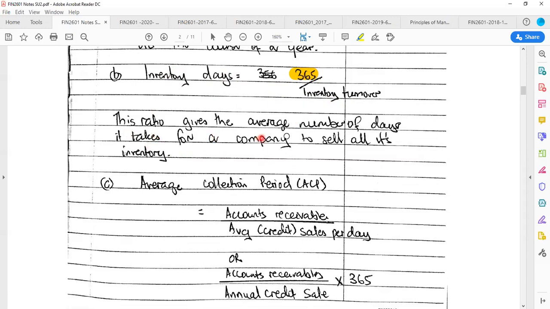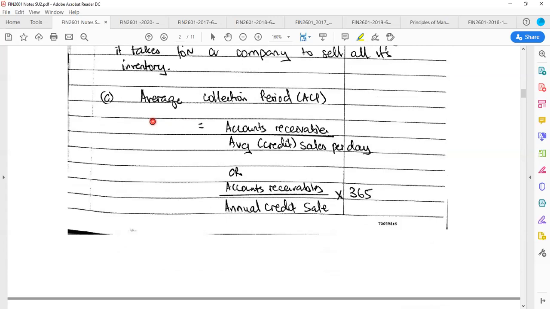So this ratio gives the average number of days it takes for a company to sell all its inventory. So for example, if the inventory days is 45, it means on average it takes the company 45 days to sell all its inventory. Okay.